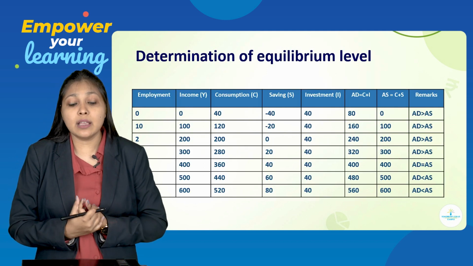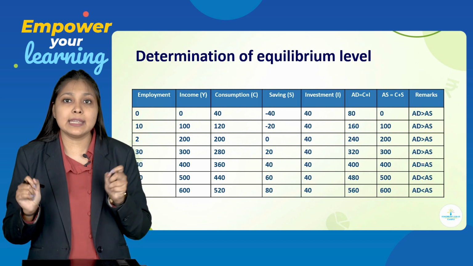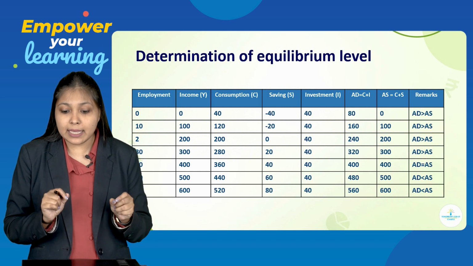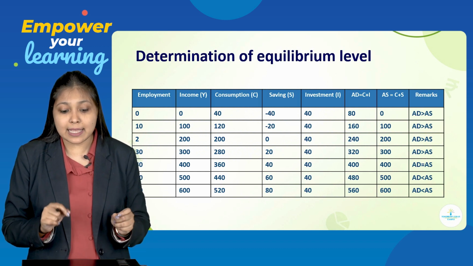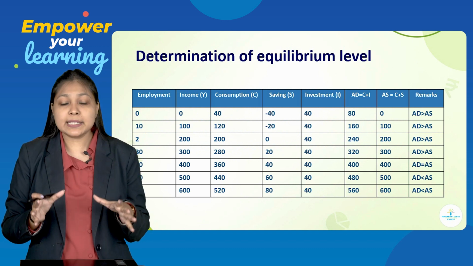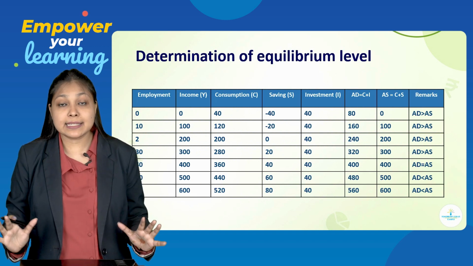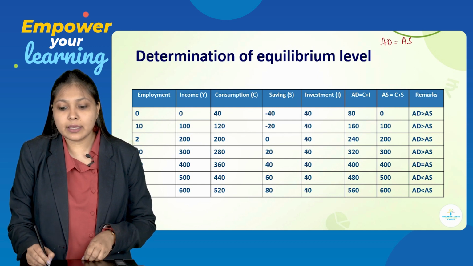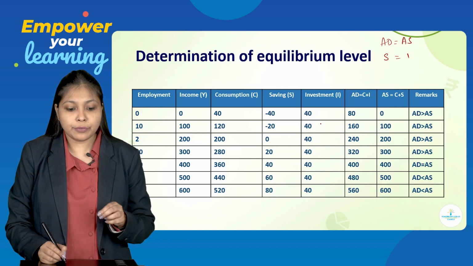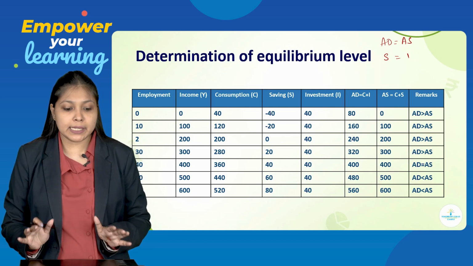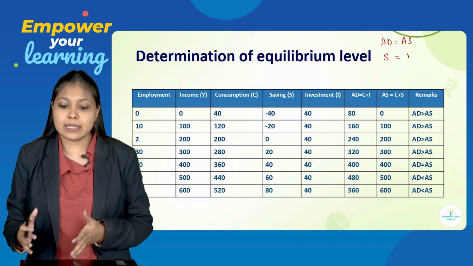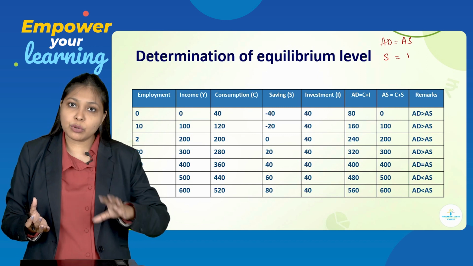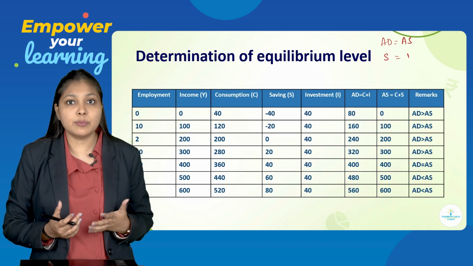Now we are going to see a schedule of the AD-AS and S-I approach. This schedule includes everything. It includes AD, AS as well as S and I. Fine. So let us see the graph. Here you will very easily understand the equilibrium where AD is equal to AS and S is equal to I. So first of all, as usual, we will be taking income, consumption, saving, investment. Then you will have to find out AD. Then you will have to find out AS.